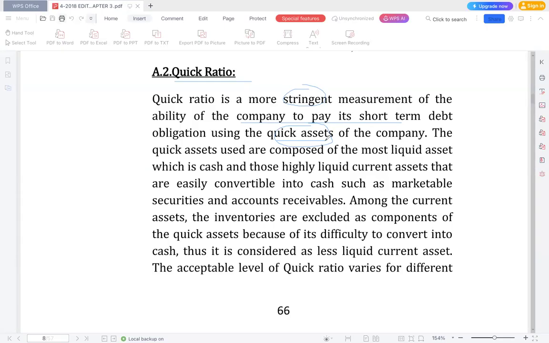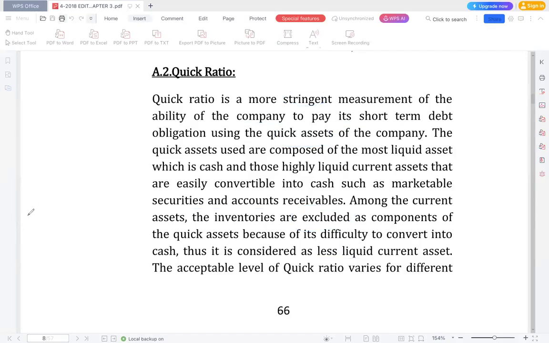It is not easily converted into cash. The quick assets are composed of the most liquid asset, which is cash, and those highly liquid current assets that are easily convertible into cash, such as marketable securities and accounts receivable. Among the current assets, the inventories are excluded as a component of quick assets because of their difficulty to convert into cash. Thus, it is considered a less liquid current asset.